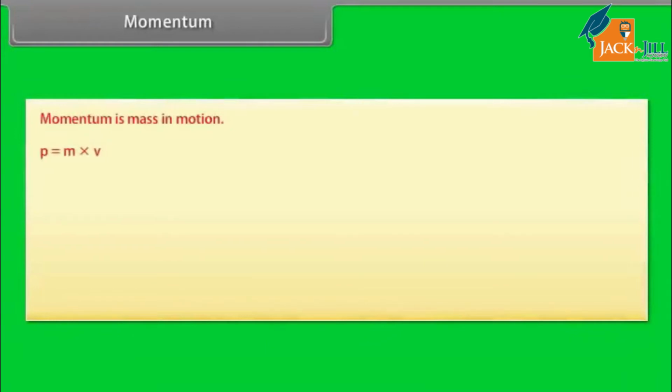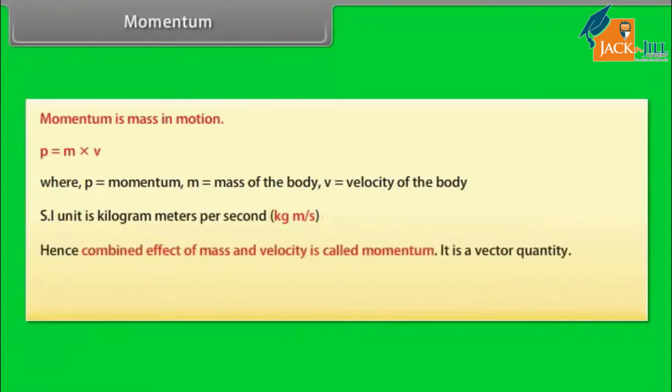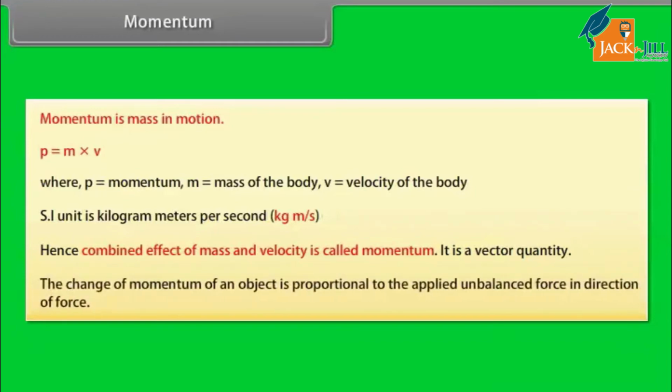P is equal to m into v, where P is momentum, m is mass of the body, v is velocity of the body. SI unit is kilogram meters per second. Hence, combined effect of mass and velocity is called momentum. It is a vector quantity. The change of momentum of an object is proportional to the applied unbalanced force in direction of force.